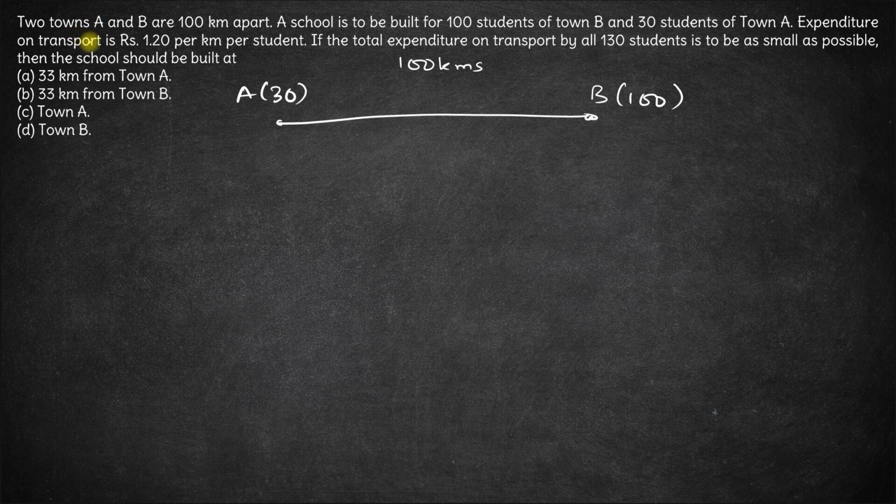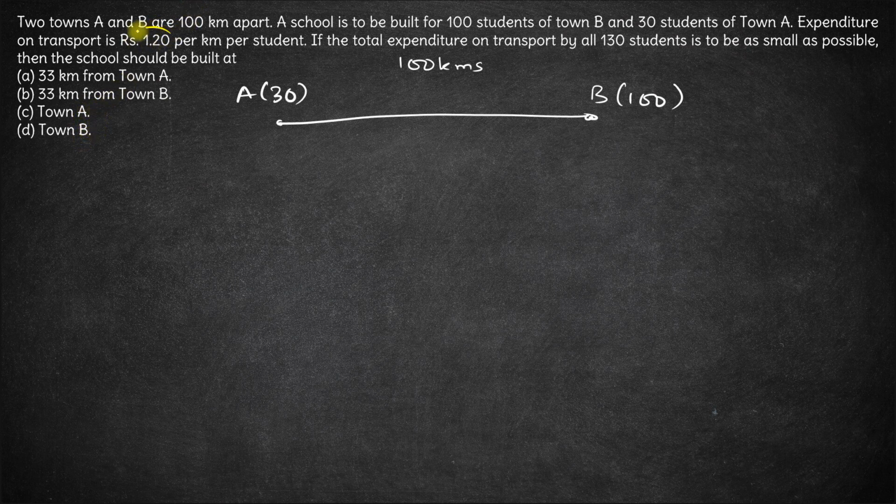Now expenditure on transport is 1.2 rupees per kilometer per student. So this is standard for any student. There are a total of 130 students. For each student, the transportation cost is 1.2 rupees per kilometer. If the total expenditure on transport by all 130 students is to be as small as possible, then the school should be built at which place? 33 kilometers from A or 33 kilometers from B, or at town A itself or at town B itself.